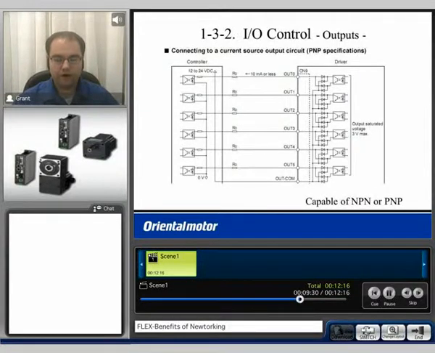We also have 6 outputs available. These outputs will run anywhere from 12 to 24 volt, 10 milliamps or less. Depending on your system requirements, you may have to add an external resistor. Again, capable of both NPN or PNP.